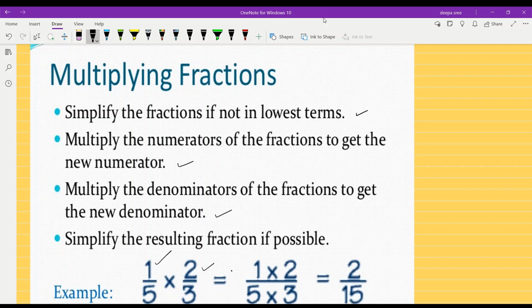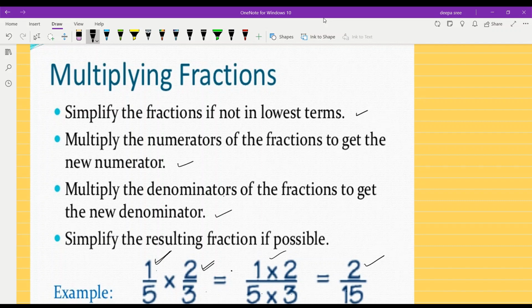Second step, multiply the numerators. The numerator here is 1 and here the numerator is 2. 1 into 2, multiplying the numerators, we get the result 2. Multiply the denominators, that is 5 and 3 are the denominators. Multiplying 5 into 3, we are getting 15.